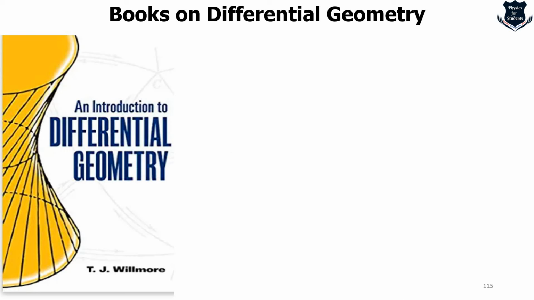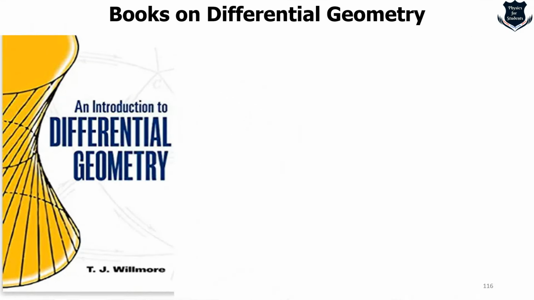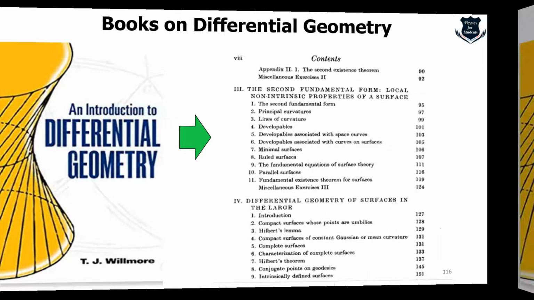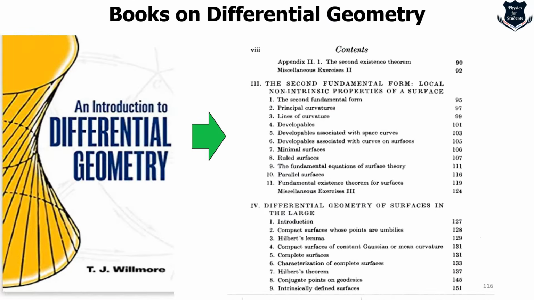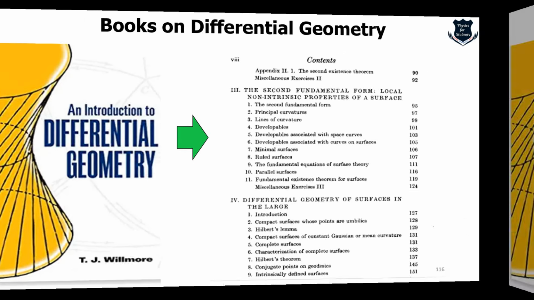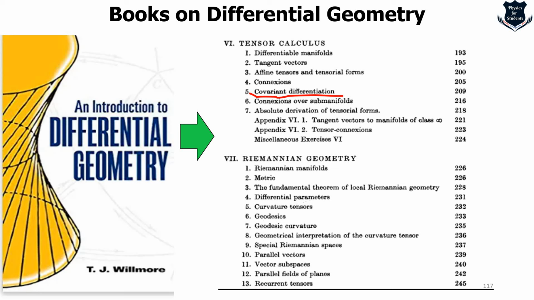The last book would be T.J. Willmore's An Introduction to Differential Geometry. Yes, it's a good book, very clear in terms of understanding the topics, as you can see here. And it also covers, I'm so sorry, this should be here. So lines of curvature, differential geometry of surfaces, and it also covers these topics. And out of that you can see covariant differentiation, Riemannian geometry, the metric, the geodesic curvature, curvature tensors, everything is covered quite in detail.